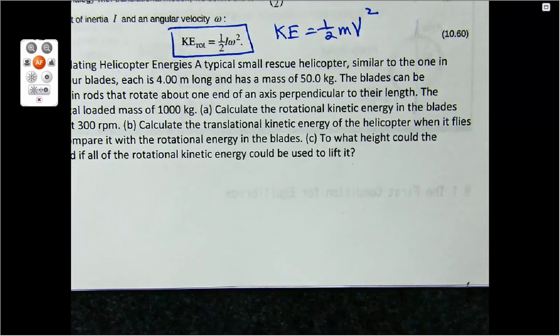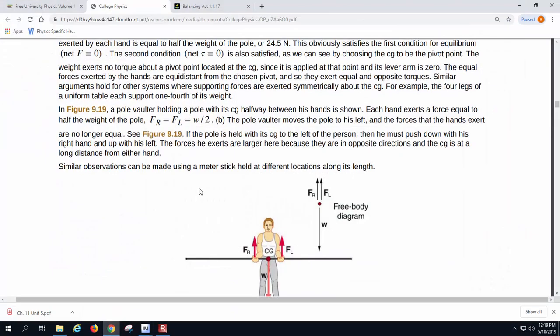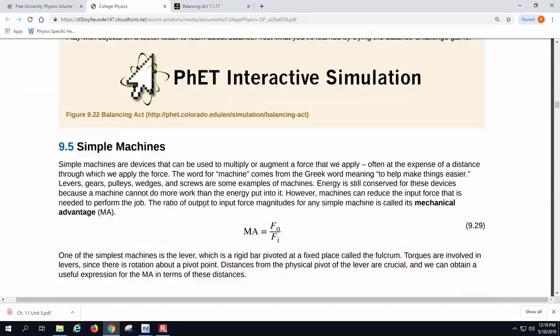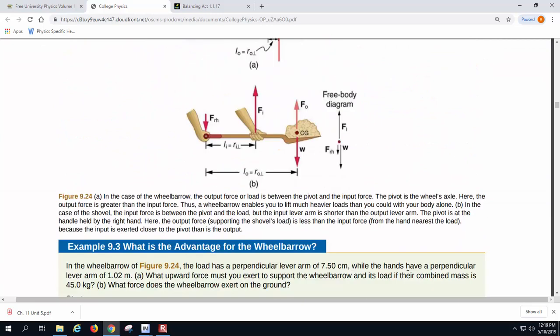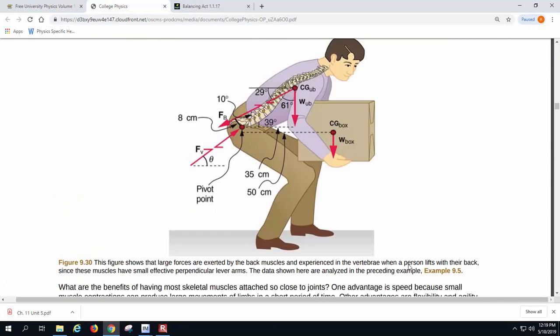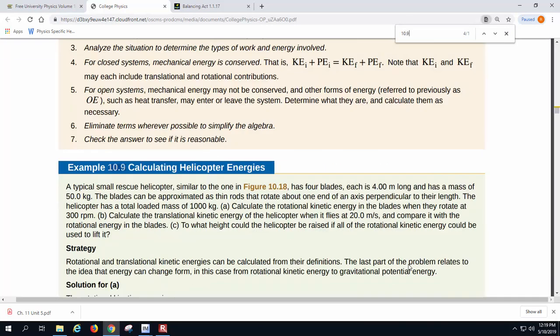So 10.9 helicopter blades. Let me see if I can find that real quick if I have this open. I'm going to come back to this. 10.9. If I do a Control F, that will get me right there. Control F, 10.9. That's not going to work very well.